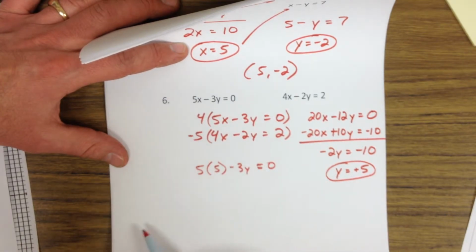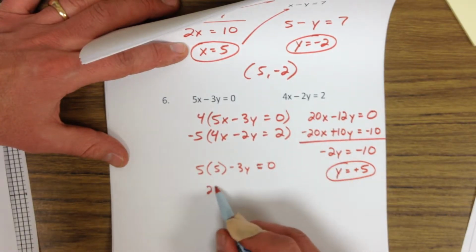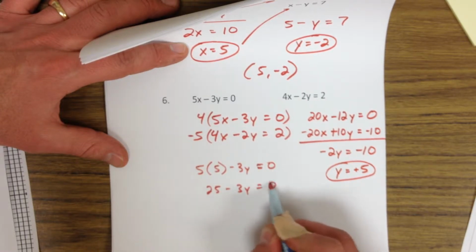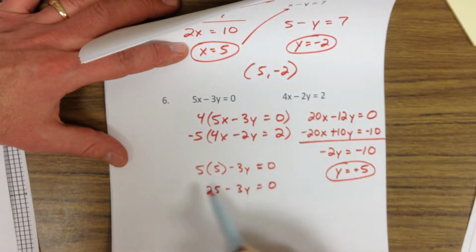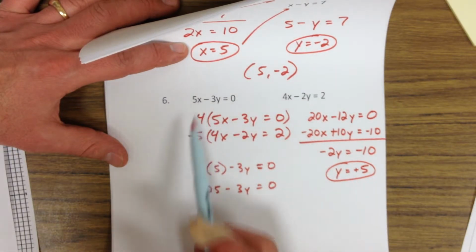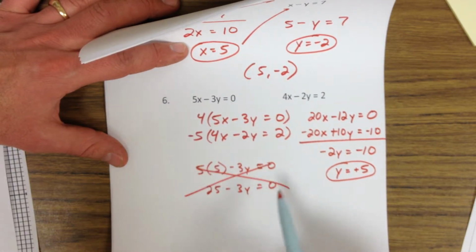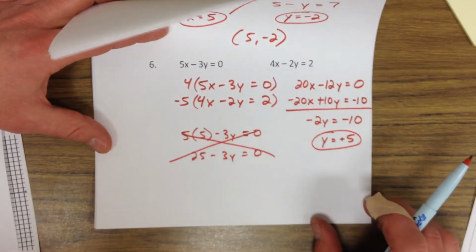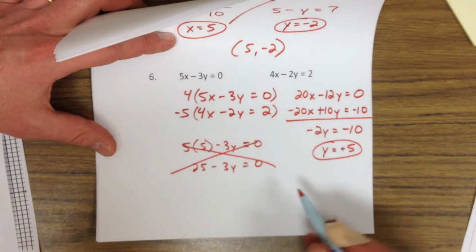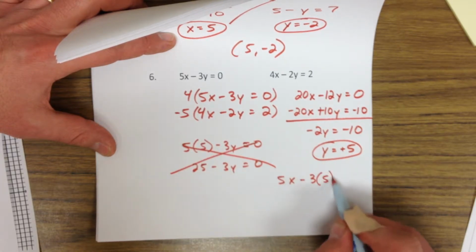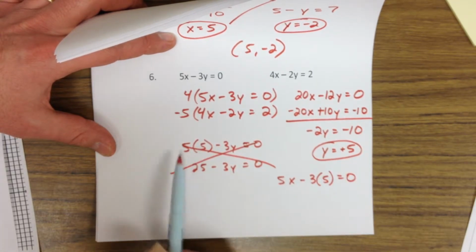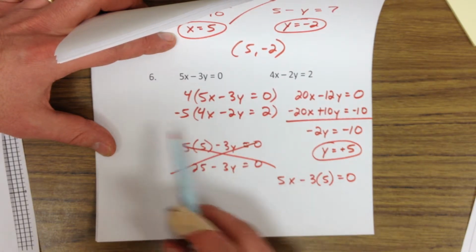So I plugged it into the first equation. You can plug it into either equation. You get 25 minus 3y equals 0. No, what did I do wrong? I plugged it in for x, didn't I? So back up. Plug it in, not for x, for y. There we go. So I started out over here, I plugged it in for x. I needed to slow down.